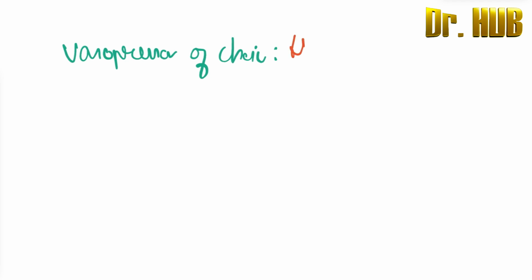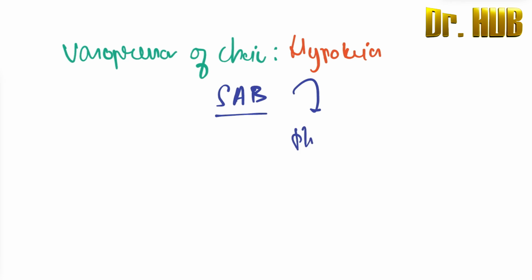Next is the vasopressor of choice. The vasopressor of choice in hypotension produced during the subarachnoid block, SAB, is phenylephrine.